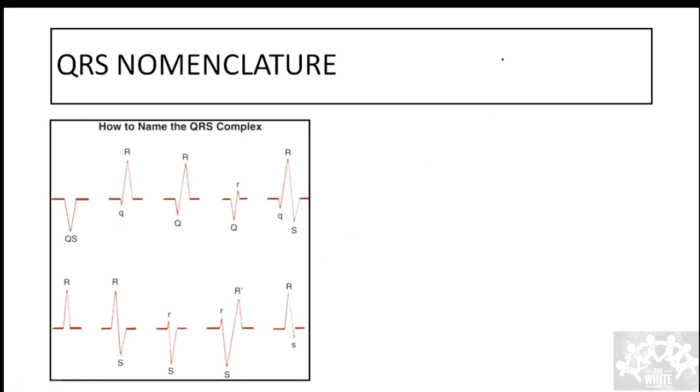Is the nomenclature clear? What about the P wave? Isn't that the first positive wave? No, I'm talking about the QRS complex. This is the nomenclature of the QRS complex, not the P wave. In the QRS complex, the first positive deflection is the R wave. The first negative deflection is the Q wave. The first negative deflection after the positive deflection is the S wave. Clear?